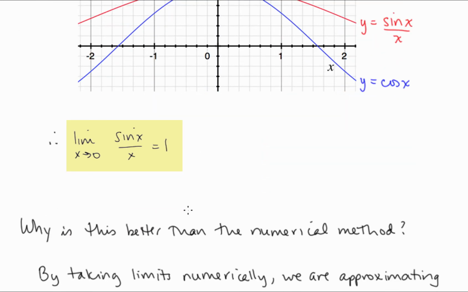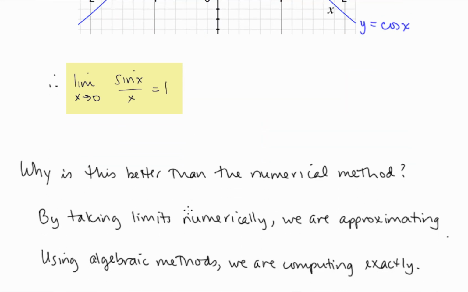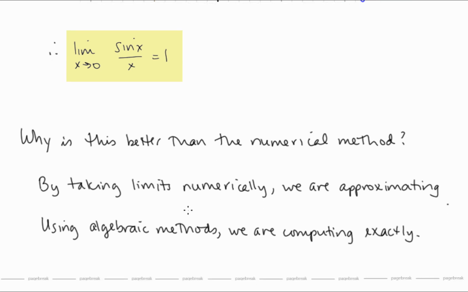Now you might be wondering, why is this better than the numerical method? Why did we want an algebraic method of proving this limit? Well, when we take limits numerically, we're approximating. And when we use algebraic methods, we're computing exactly.